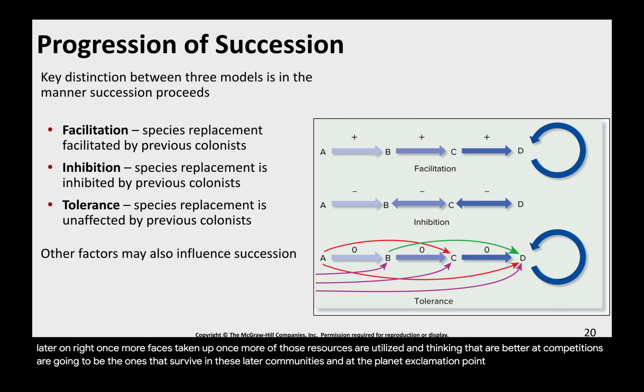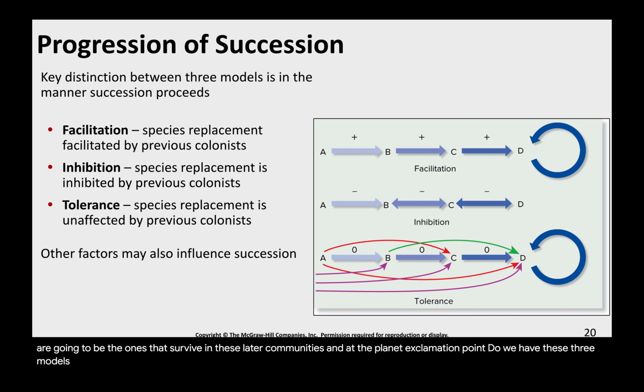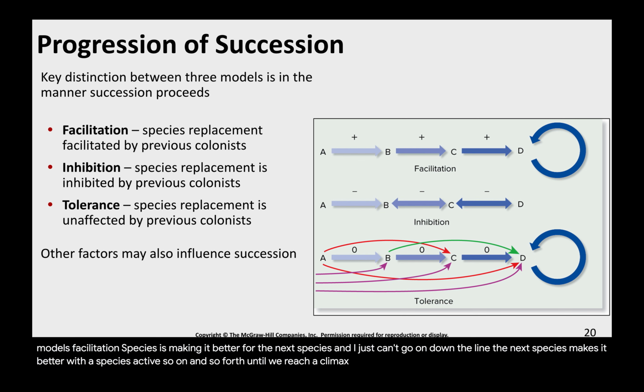All right, so we have these three models: facilitation, inhibition, and tolerance. Facilitation: one species is making it better for the next species, and it just kind of goes on down the line. The next species makes it better for the species after it, so on and so forth, until we reach a climax community.